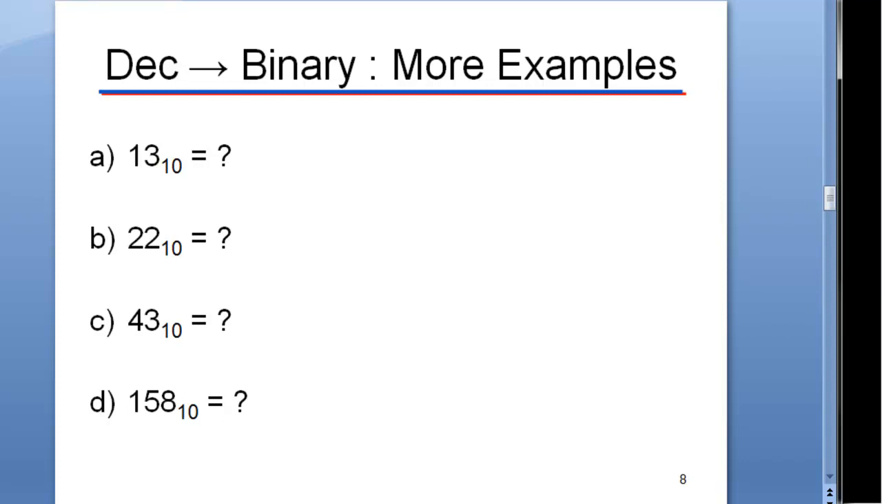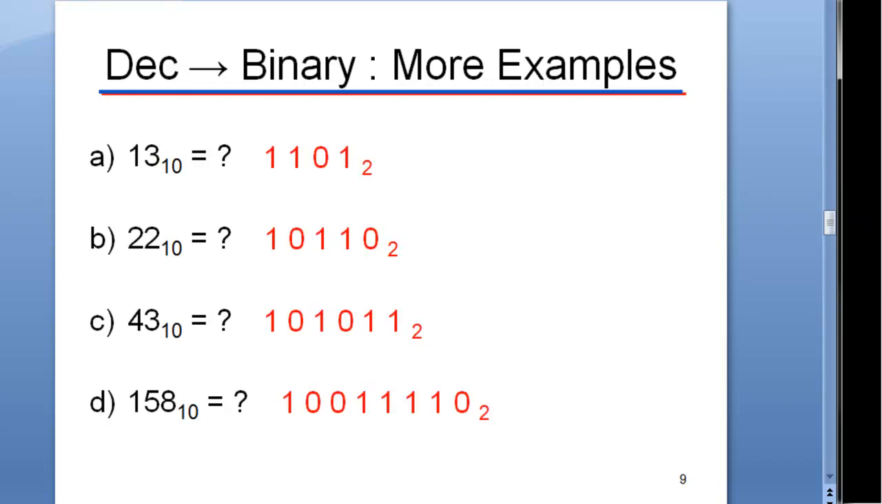Okay, so now that you're back, let's see if your answers match up to my answers. 13 base 10 should be 1101 base 2. 22 base 10 should be 10110 base 2. 43 base 10 should be 101011 base 2. And 158 base 10 is 10011110 base 2. So as you can see, binary is not an ideal way to represent very large numbers.